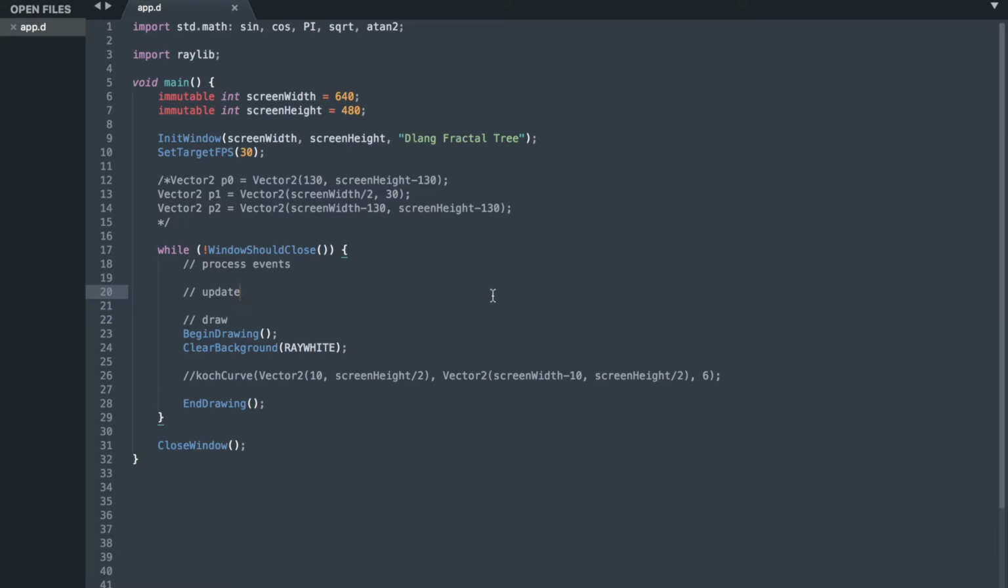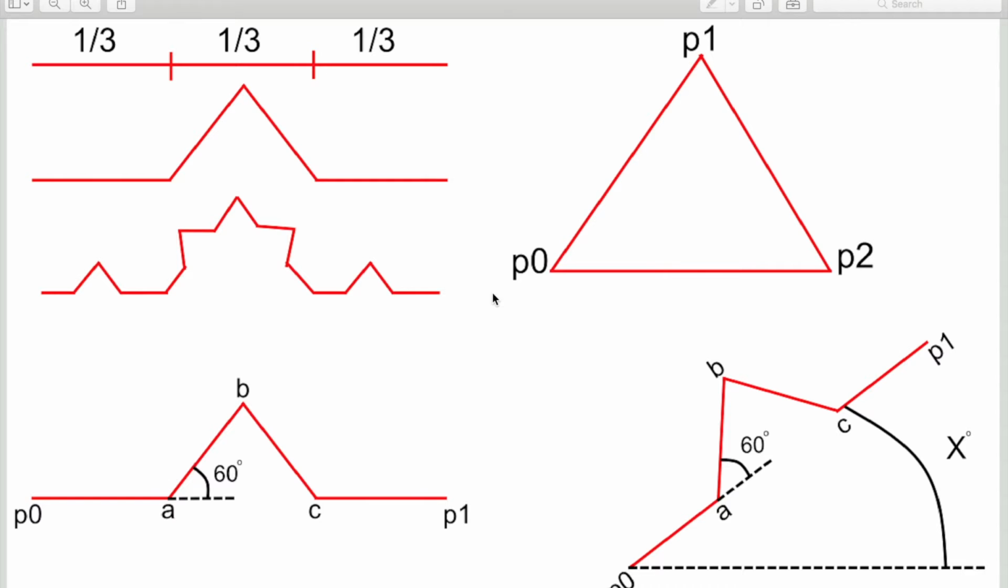Hi, in this video we're going to implement the Koch curve. I'm using Deep Programming Language and Raylib graphics library. The code should be quite similar if you're using another language.